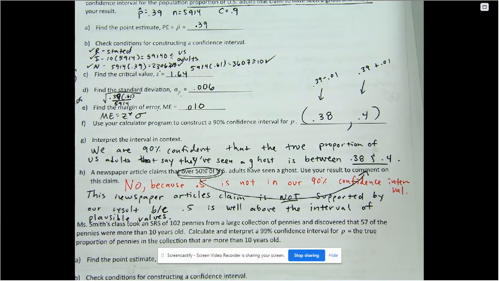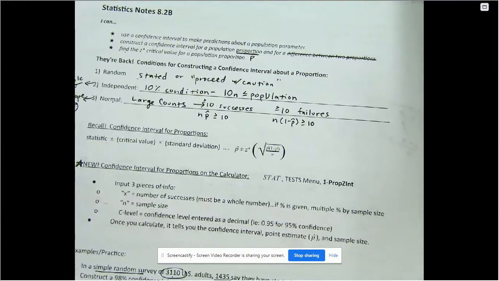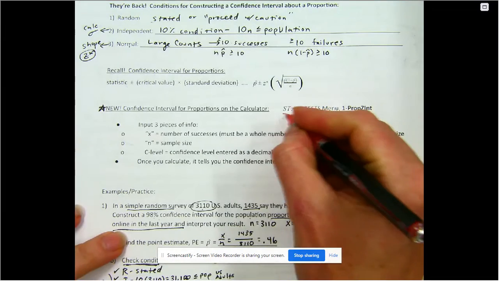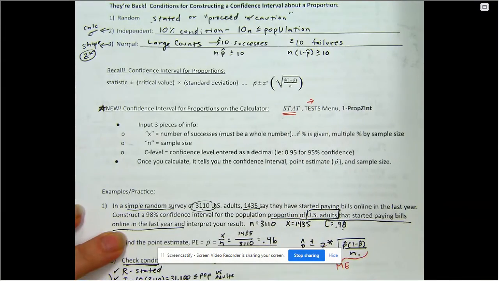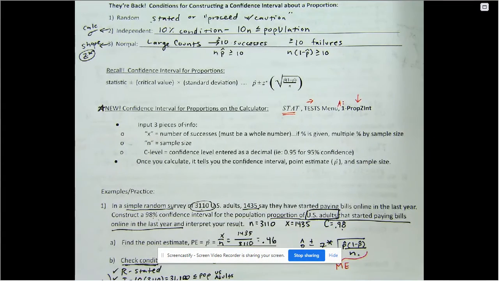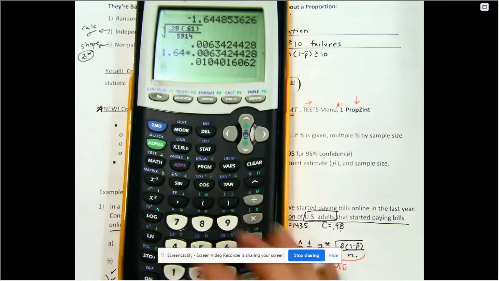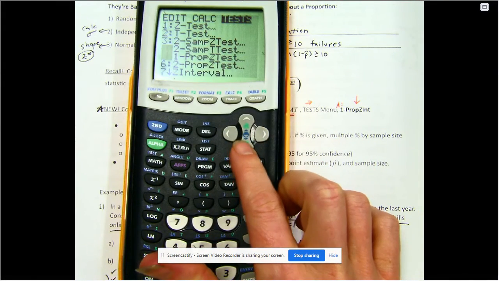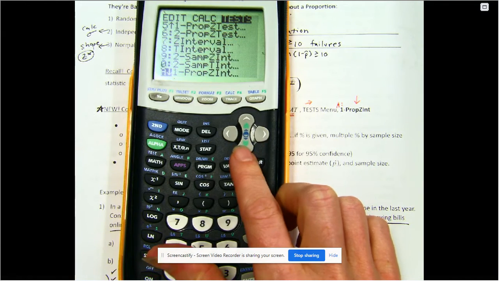All right, so now I'm going to show you really quickly how we could have done this in our calculator. So in your calculator, and it does give you in the notes here how to get to it. So you're going to go stat, you're going to go over to test, and then you're going to go way down to 1 proportion z interval. And it's actually A in your calculator. So I will take you there. So you're going to go stat, scroll over to test. You're going to scroll down way, way, way down.